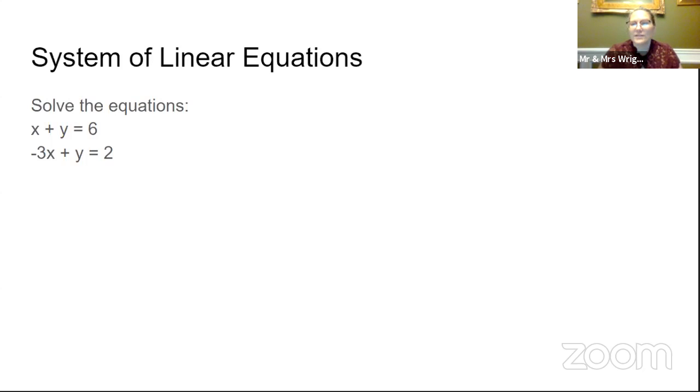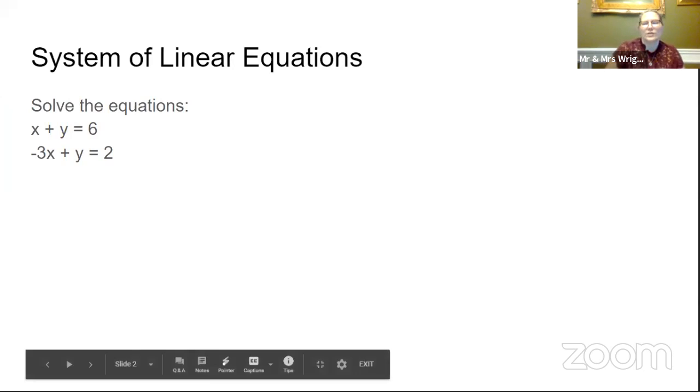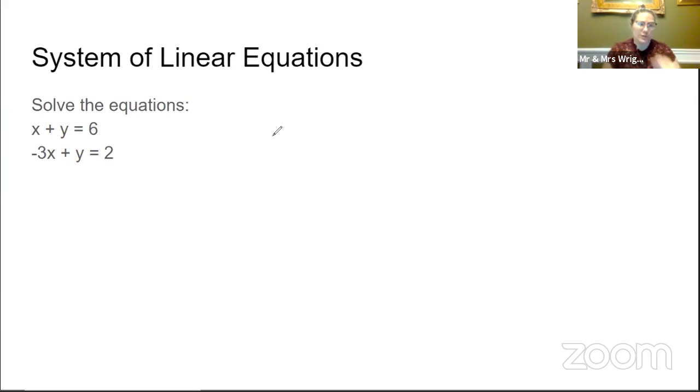And one of the easiest ways, the way we're going to go over now, is to graph those equations. So if I were to graph these equations, I would want to go ahead and solve for y. So y equals mx plus b, or slope intercept format. So let me go ahead and look at these two equations.